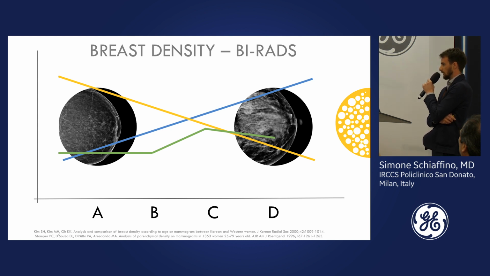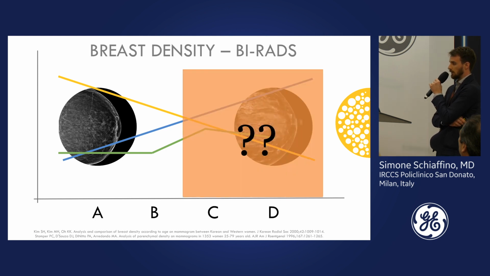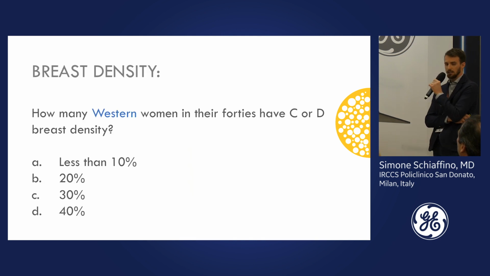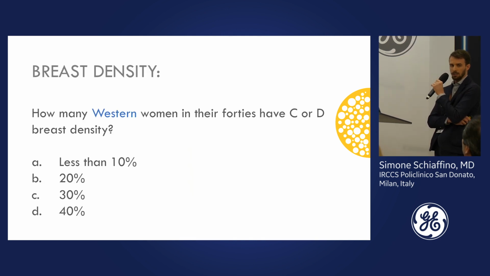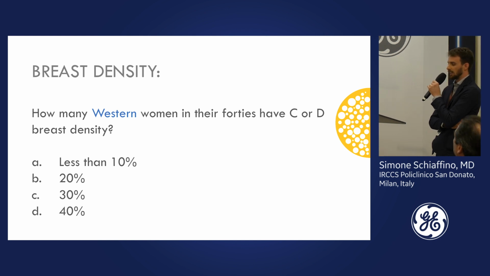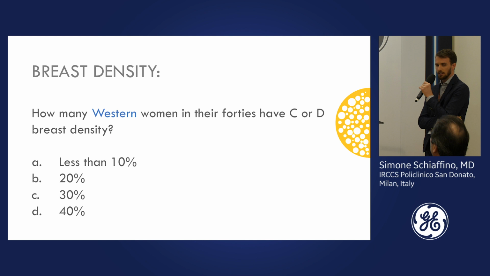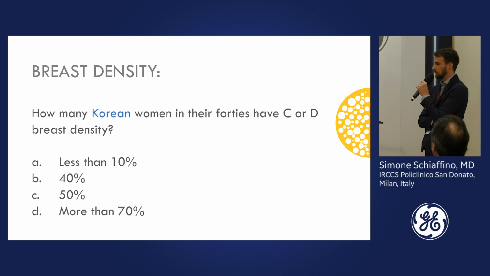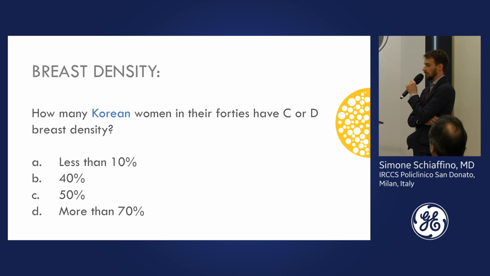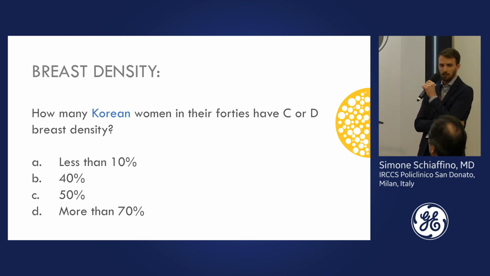And this is a crucial part of women, and I would like to ask you how many Western women, in your opinion, in their 40s have C or D breast density? You say 40%. 40%, okay. You're very experienced. And Korean women? More than 70? They are more than 70, 76%, and in some cases 80%. So it is very important for them, ultrasound and automated breast ultrasound.